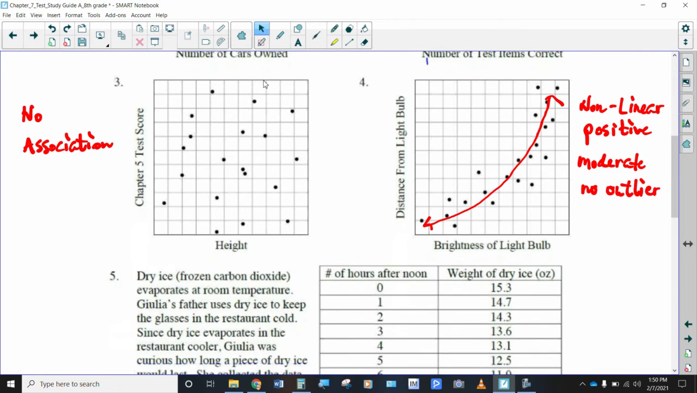This has no association at all. They're all over the place. There's no way to choose which line would actually work. And then you think about it, your height and your test score shouldn't have too much of a connection. And then this would be nonlinear or exponential, and it's definitely positive, doesn't appear to be any outliers, and the points aren't hugging the line, so it's moderate.